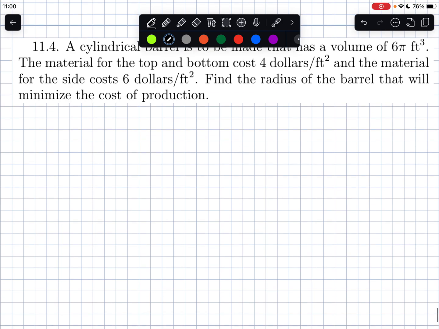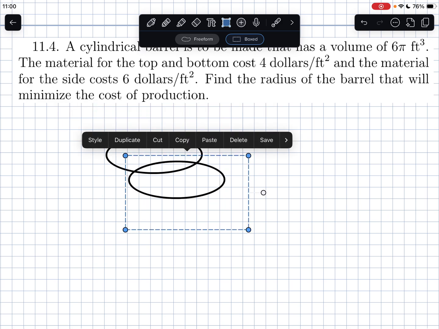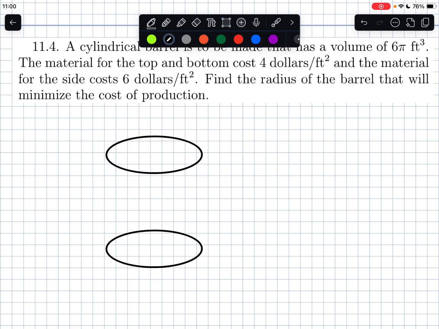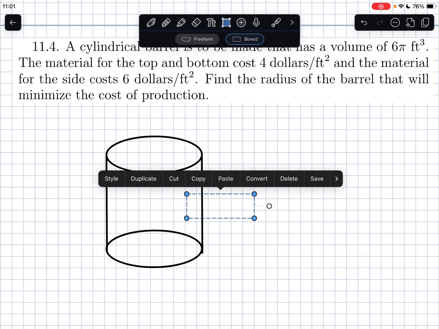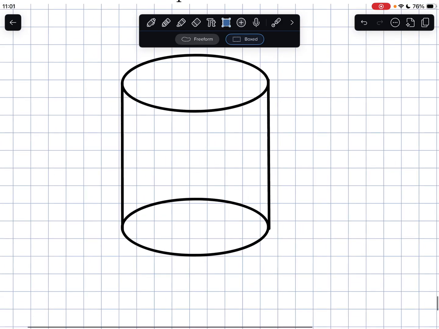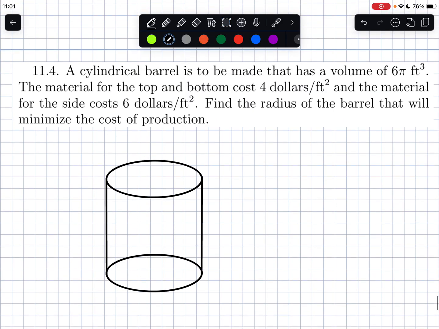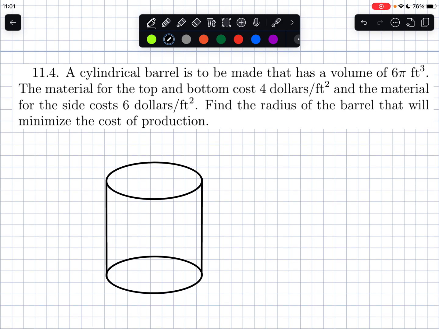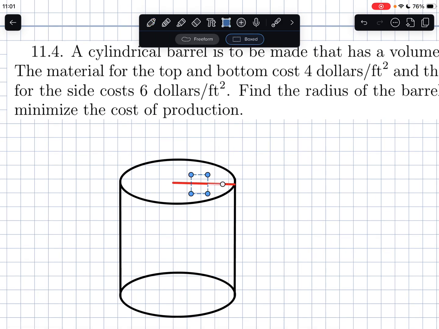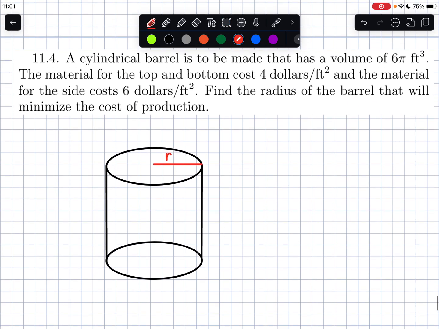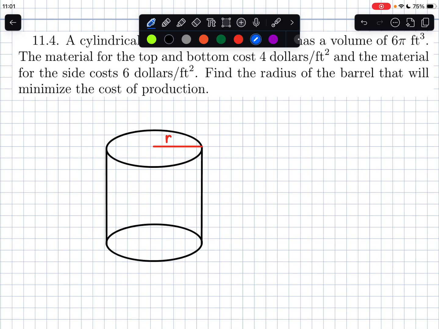So we have the barrel to look like this. So here's our picture. We have the radius of the barrel. The radius is this one, radius r. The height of the barrel, let me call it h. Height, this length.